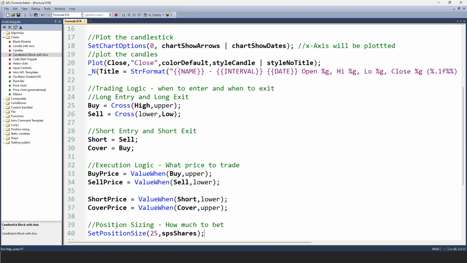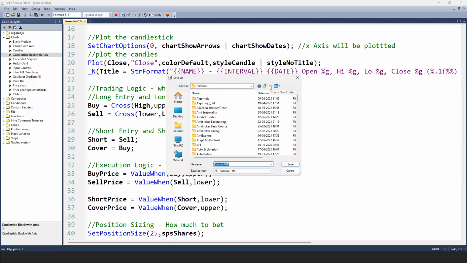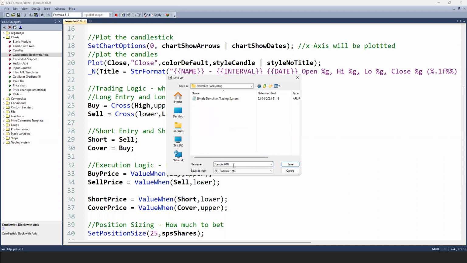If that is the case, then how will my result be? I want to know about it. So in that case, I will go back and look into the backtesting part. I'll save this code, File, Save As. I'm going to put it inside probably Amibroker backtesting. I'm going to name it simple on-chain channel trading system.